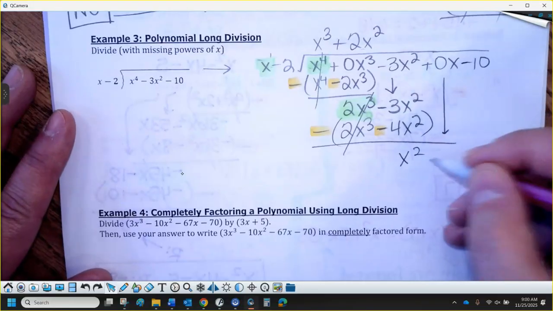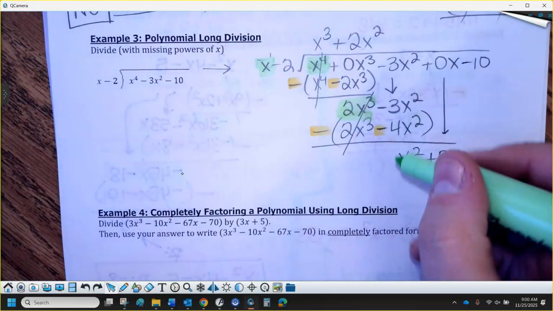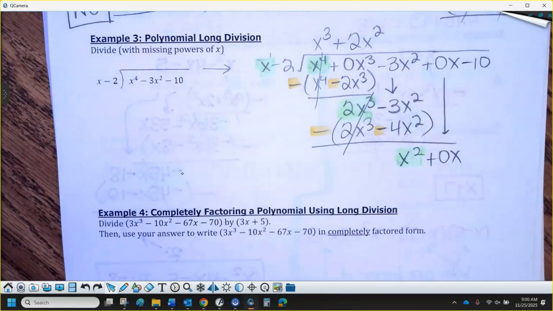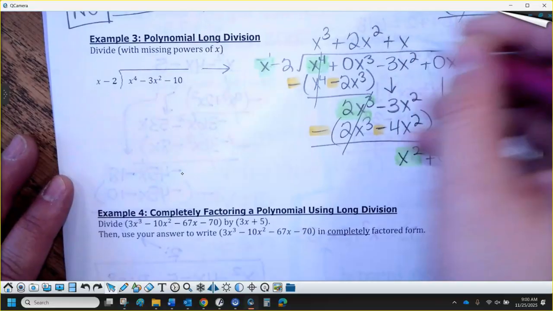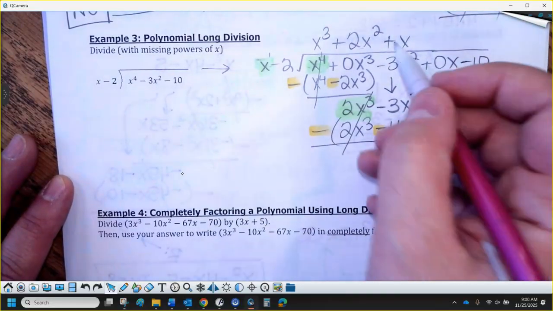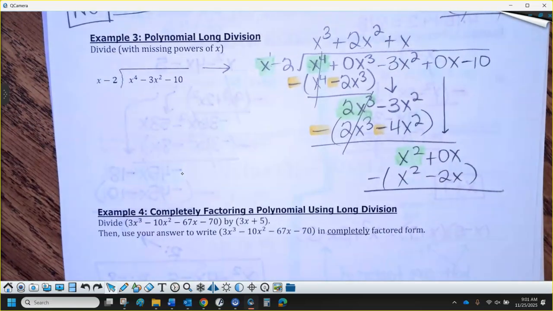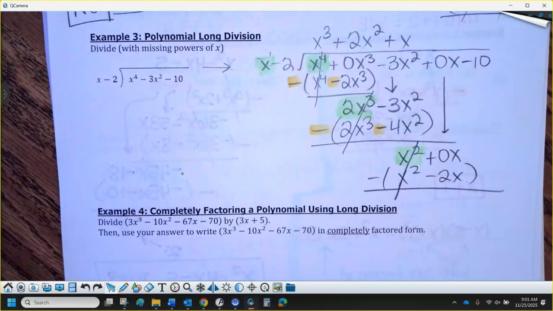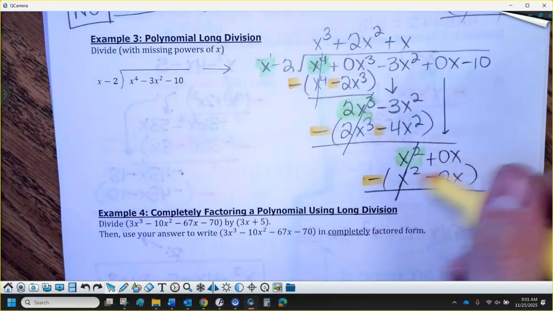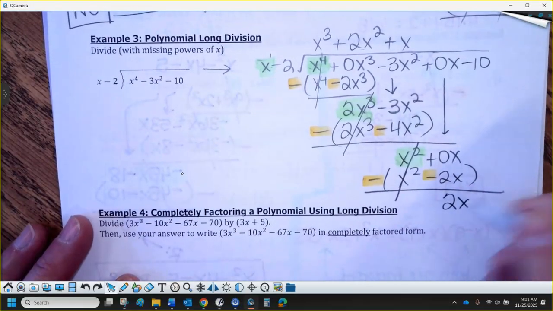And I know we wrote this in, but just to help me with the place value, I'm going to bring down that 0x. What would you multiply x by to turn it into x squared? Just need another x, so plus x. Okay, x times x, x squared. x times negative 2 is negative 2x. And again, that 0x is just to help you with the place value with the subtraction. So if I have 0, and I make myself touch this, 0 minus a negative 2 is really 0 plus 2. So this is 2x.